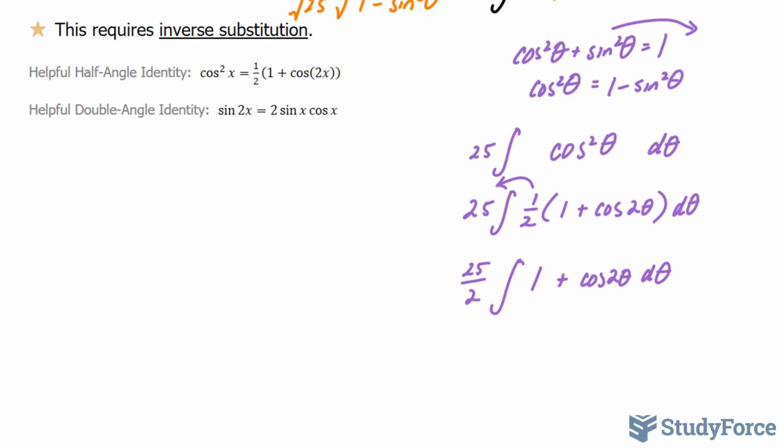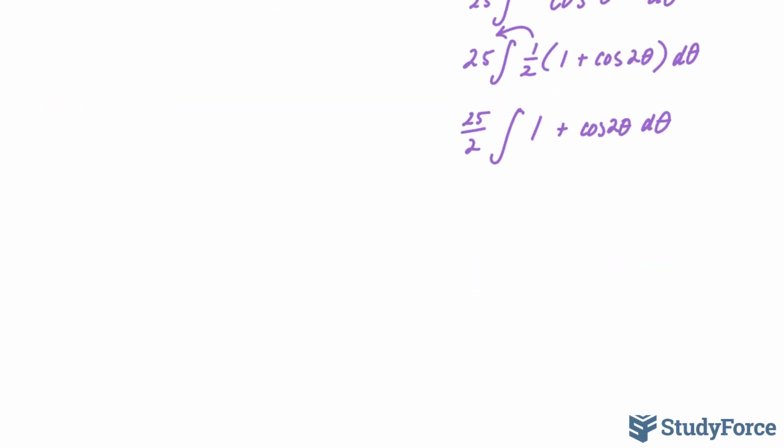1 is the easy part. We know that the integral of 1 is simply theta. So let's do that. 25 over 2, and we found the integral of 1 and it's theta. And if we find the integral, we don't need to put this around it. So I'll pull that out. Plus the integral now of cosine 2 theta d theta.